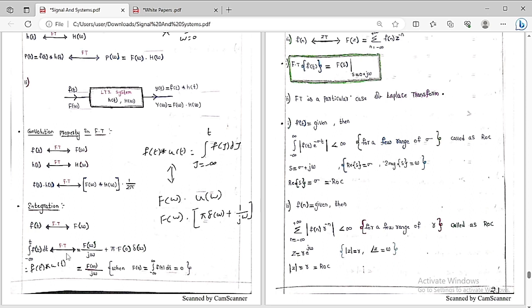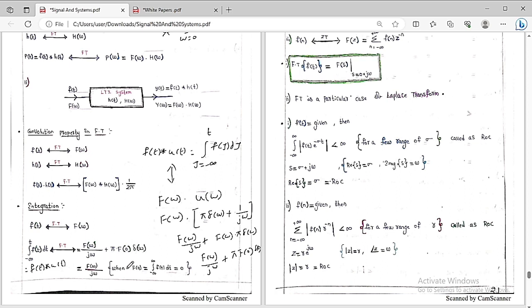Multiplying inside, we get F of omega by j omega plus F of omega into pi into delta of omega. Delta of omega is defined only at omega equal to 0, so in place of F of omega you have to keep omega equal to 0, that is F of 0. So we get F of omega by j omega plus pi into F of 0 into delta of omega.